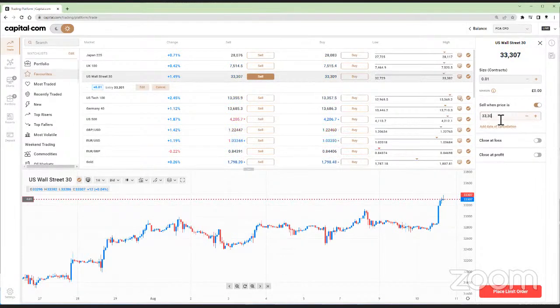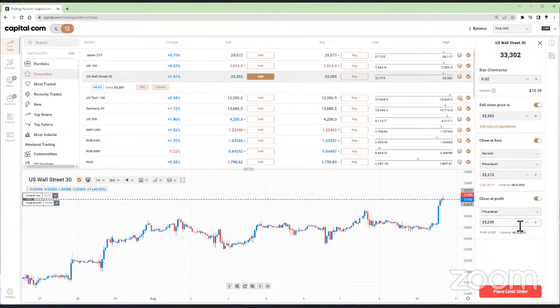Or I think, you know what, when it hits 3330, actually, let me do 05, and let's see if both of them will trigger. And what size of the contracts am I buying? A very small amount. And of course, you could place a limit order. So close at loss here, this is more or less your stop loss, and profit, this is your profit target.